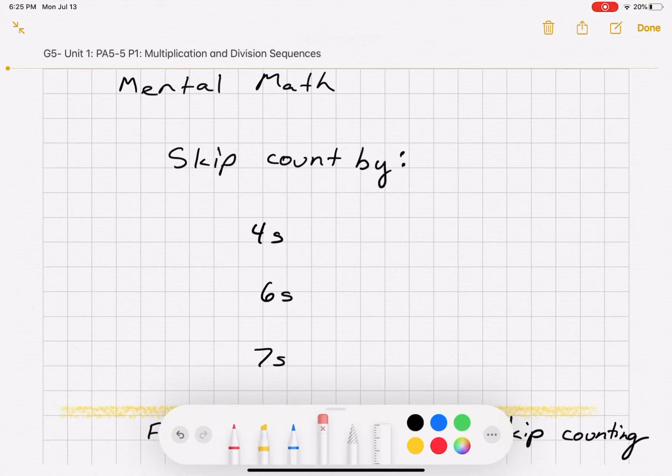Okay, now we're going to do 6s. 6, 12, 18, 24, 30, 36, 42, 48, 54, 60. All right, now 7s. 7, 14, 21, 28, 35, 42, 49, 56, 63, 70. So if you can skip count by those numbers, that's going to help you a lot with your multiplication.